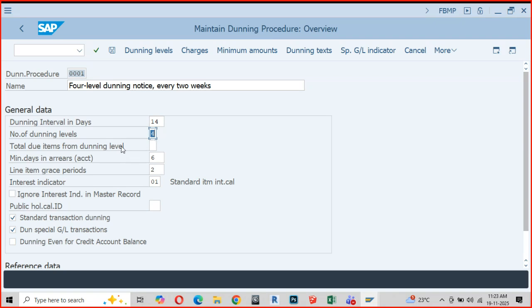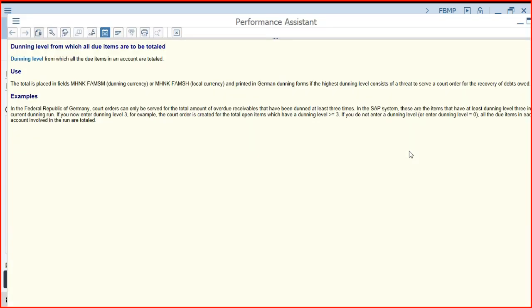Total due items from Dunning level. What are you actually telling the system? I'll take the help of SAP itself. I am clicking on F1. Total due items for Dunning means you are telling the system that the customer can accumulate this number of invoices. How many invoices? We can say 5, 10, 2, whatever. So the system will wait at least for the accumulation of the number you are providing here. Dunning level for which all the due items in an account are totaled.